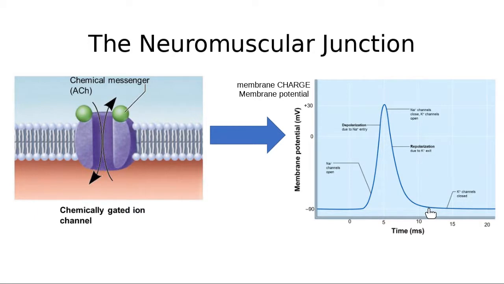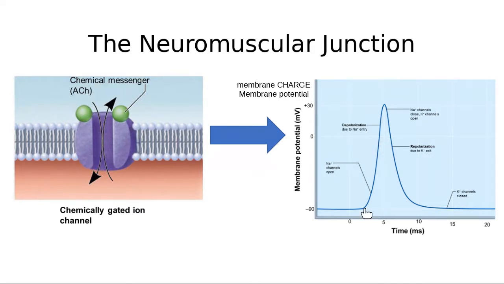Just like with neurons, when we're talking about the way that we get this process of depolarization to happen, we use chemically gated ion channels. Remember, chemically gated means I have a chemical key. When that key attaches to my channel protein, it opens it up, and it either allows stuff to go out of my cell or stuff to go into my cell.